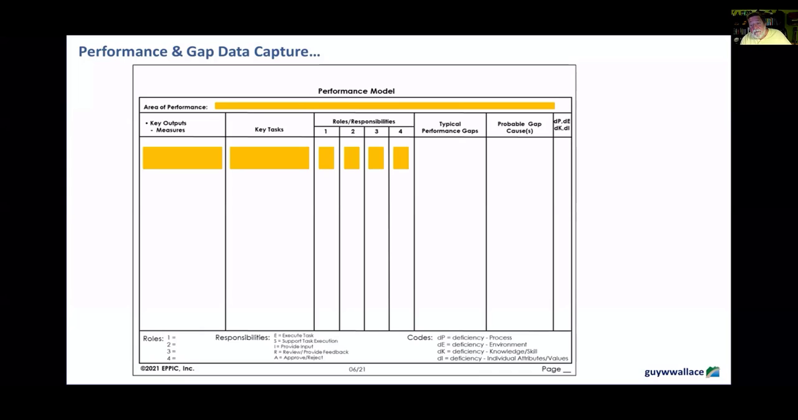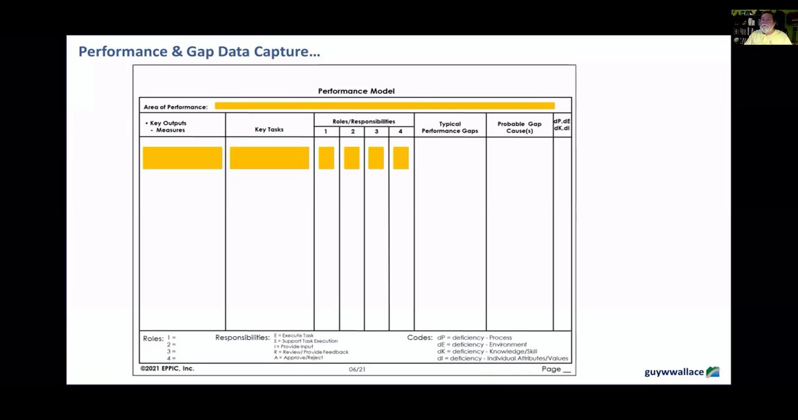There are other people that might be involved that support task execution. They're not responsible for it, but they are there to help. There are other people that simply provide input. And there are other people that provide review and feedback, but they can't approve or reject. And then there are people who actually have the approval or rejection and they can say, Guy, I reject this, go back and do it again. Don't like it, go back to Rework City and redo it. So these are the people that are involved with performance.